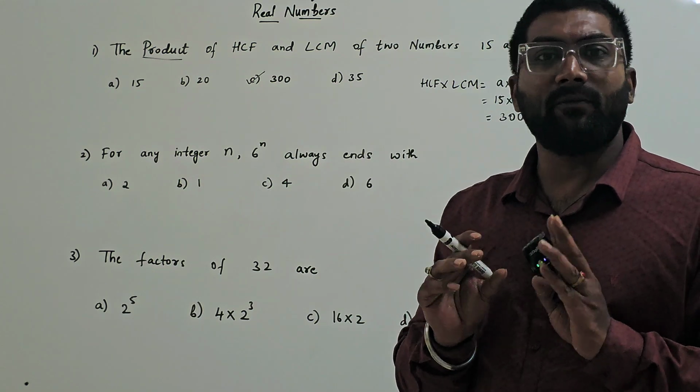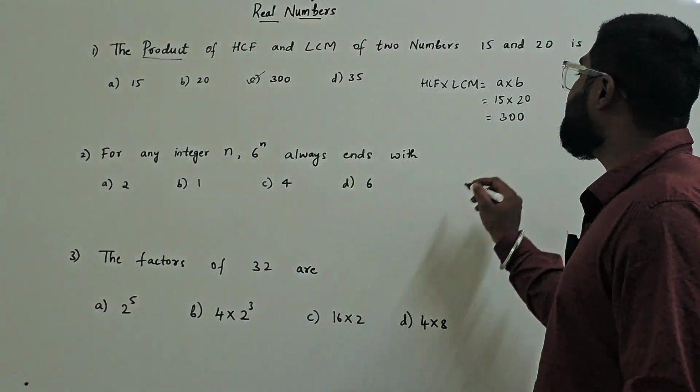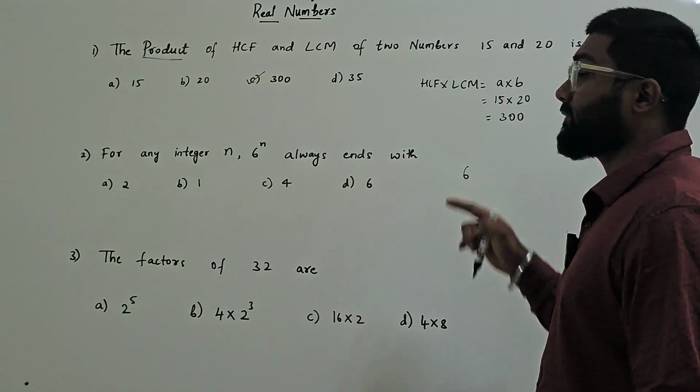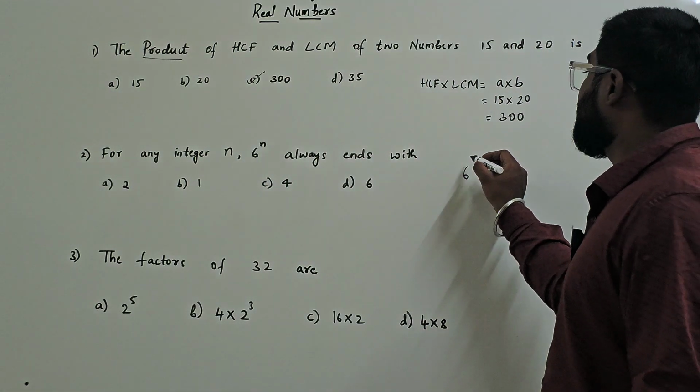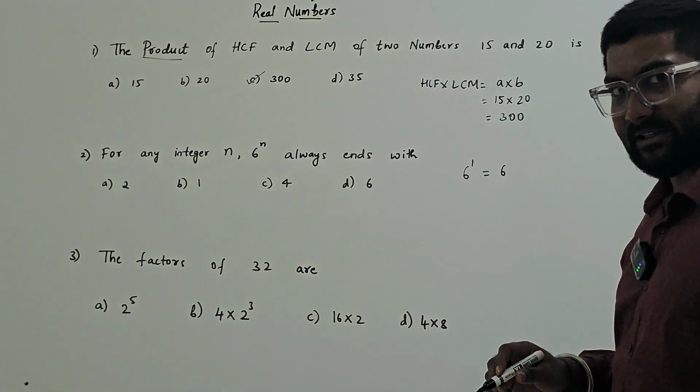The same way, for any integer n, 6 power n always ends with. Very tricky question, and many of the students fail to answer this question. I think it's a very simple question, students. See, try to understand 6 power n. For any integer n, 6 power n always ends with. Put down the values. What if n is equal to 1? 6 power 1 will be equal to 6.